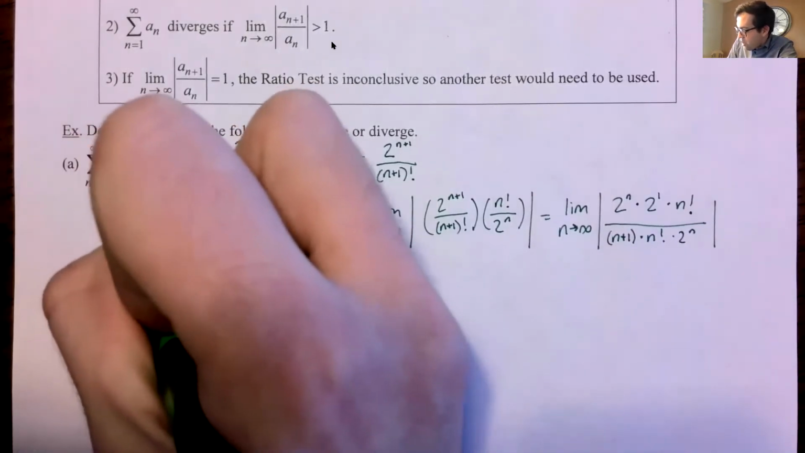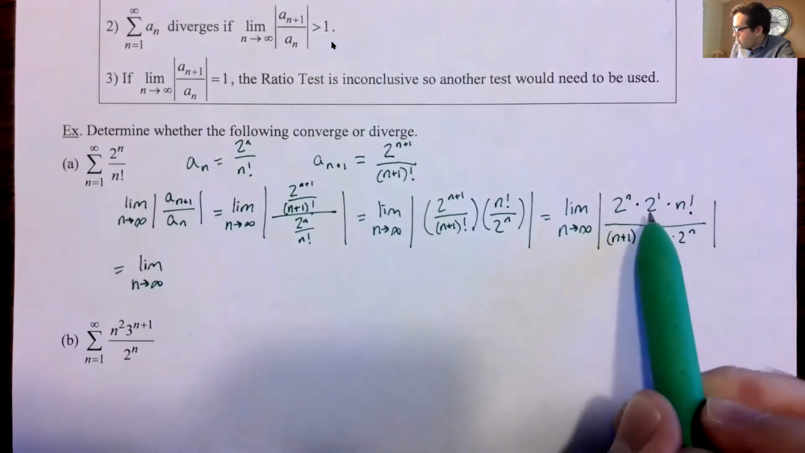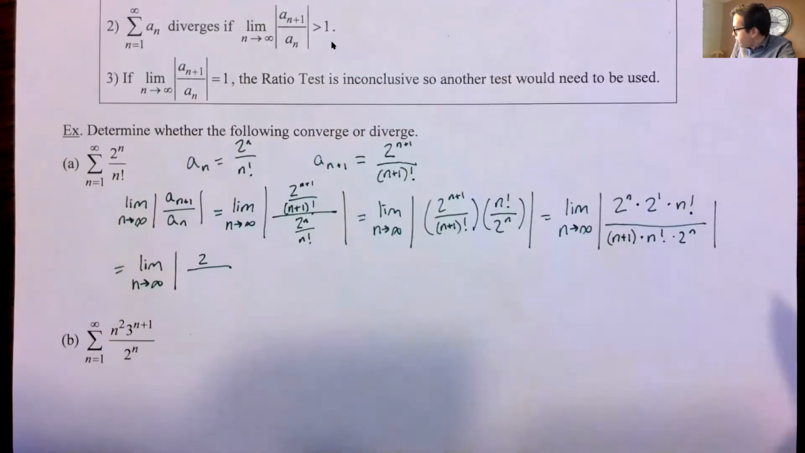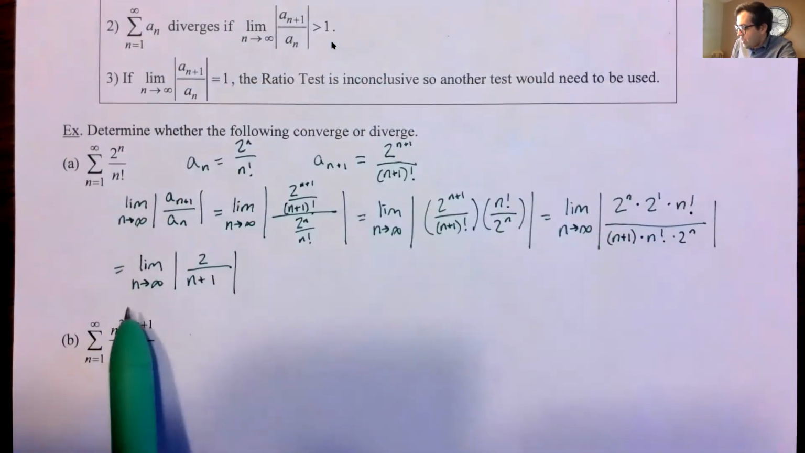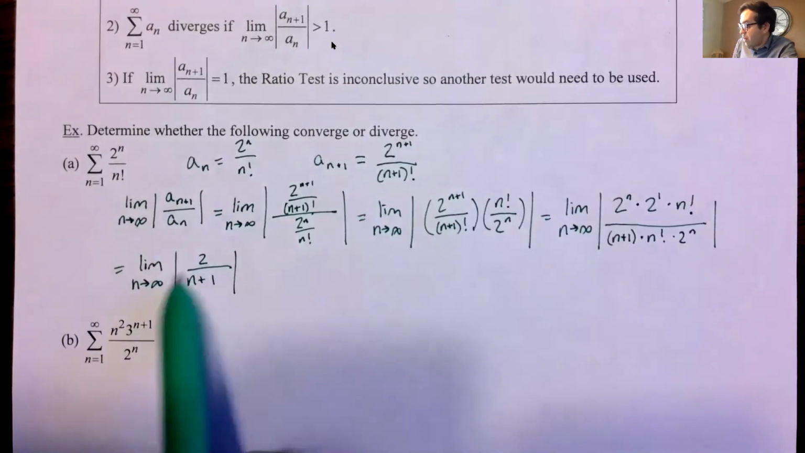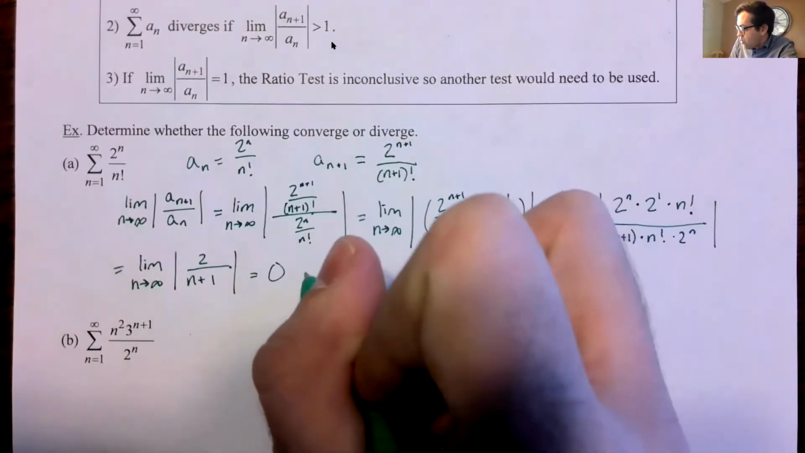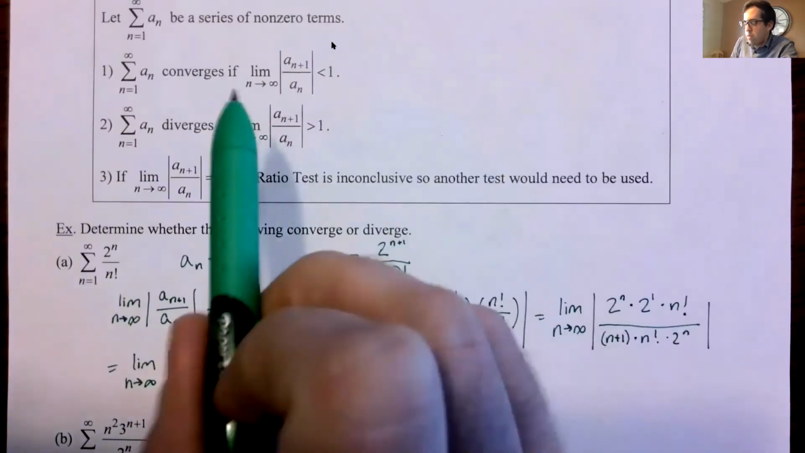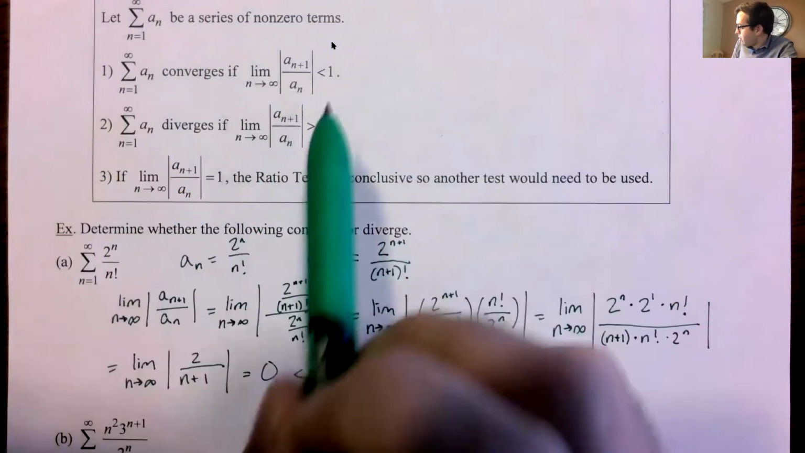So I'm left with the limit as n approaches infinity of what? We have a 2 left over on top and an n plus 1 left over on the bottom. And so let's think about this. As n approaches infinity, that fraction is shrinking. The denominator is growing. The numerator is staying as 2. So that's going to approach 0. 0, I'm pretty sure, last time I checked, is less than 1. If we look up here, let's see. That means it converges.